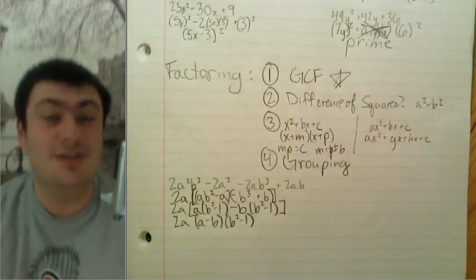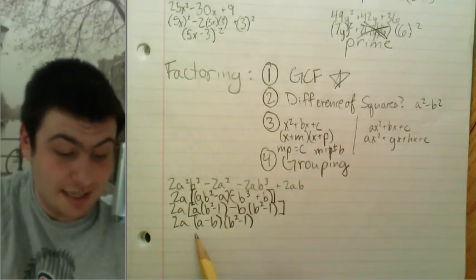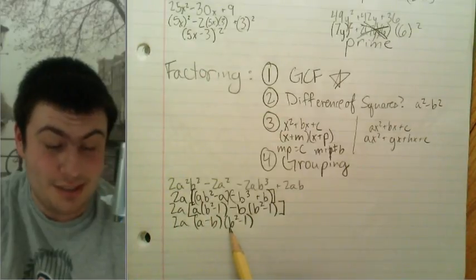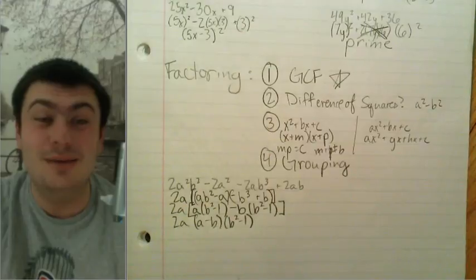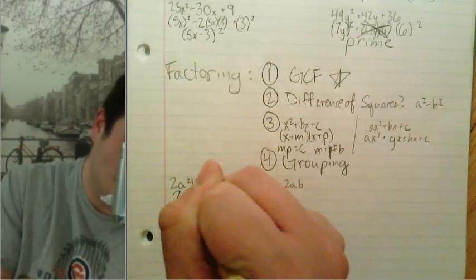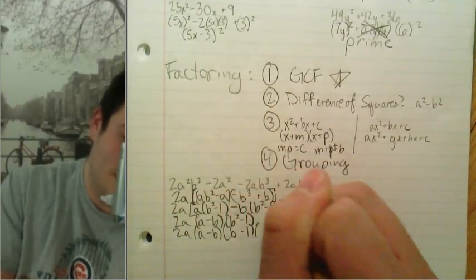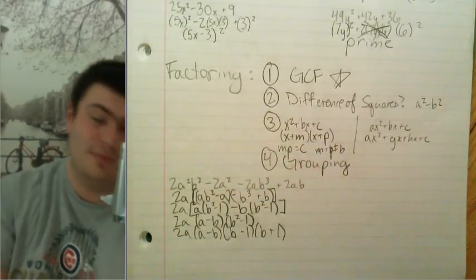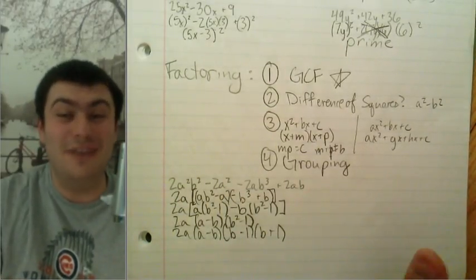Now, just because I did that grouping, I can't guarantee that I'm done yet. I have to go back and check. 2a, that's fine. A minus b, that's fine. B squared minus 1. Oh, that's a difference of squares. We have b squared and 1 is a square. So I'm going to then have to say 2a times the group a minus b times b minus 1 times b plus 1. Now at this point, everything is broken down and I've completely factored it.